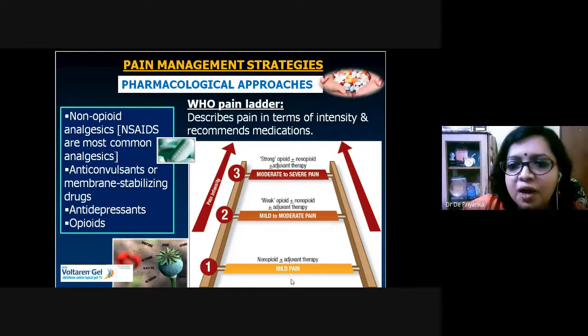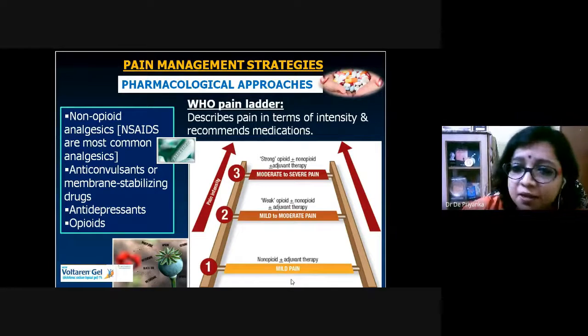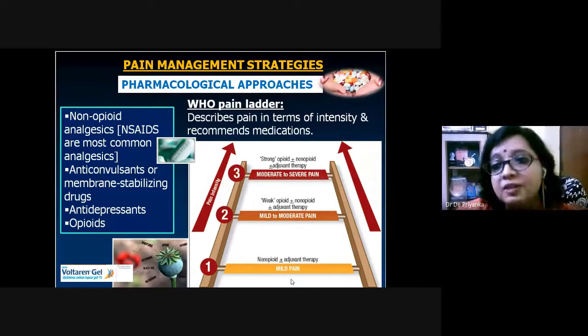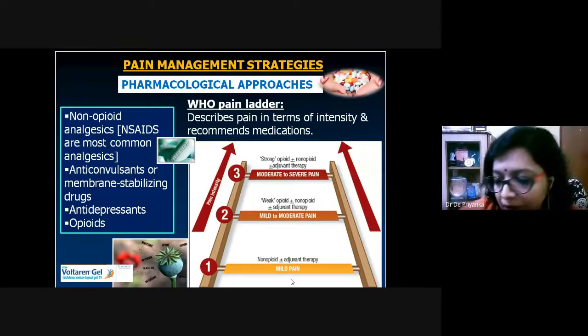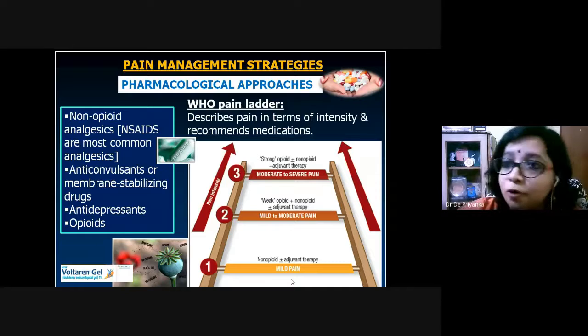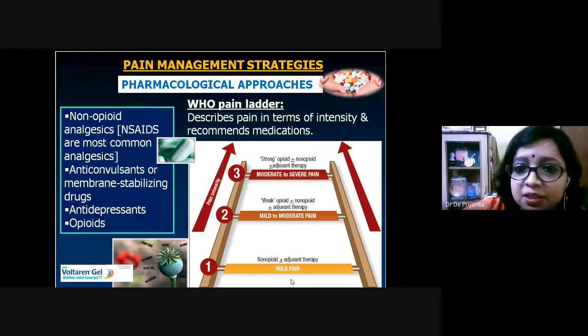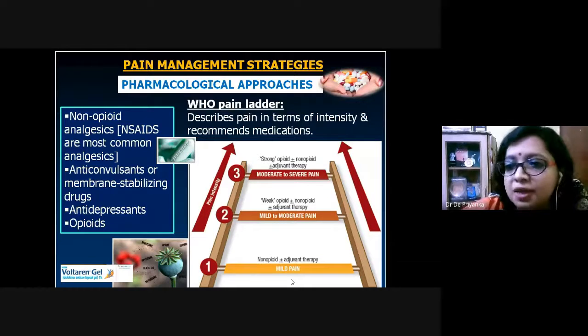Then, if you are having mild to moderate pain, sometimes a weak type of opioid, like codeine, is given together with other therapy. But if you have too much pain, then the doctors are forced to give you severe opioid therapy, and we are aware of the term morphine. So morphine is the strongest opioid, recommended only when you have severe pain.